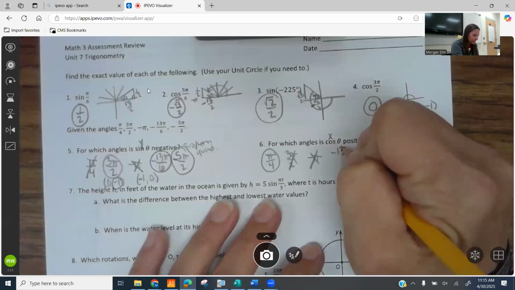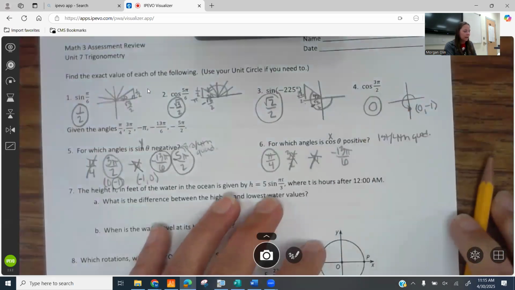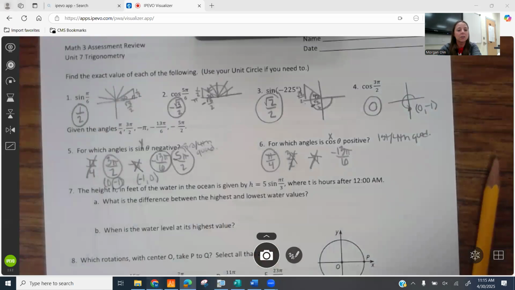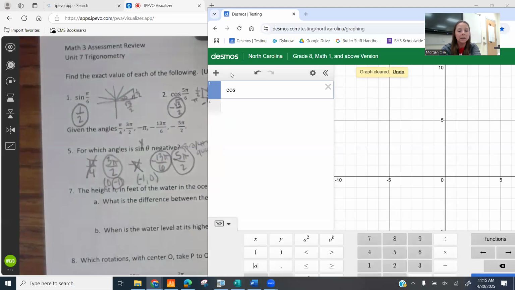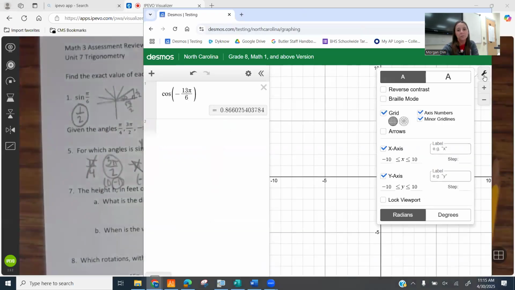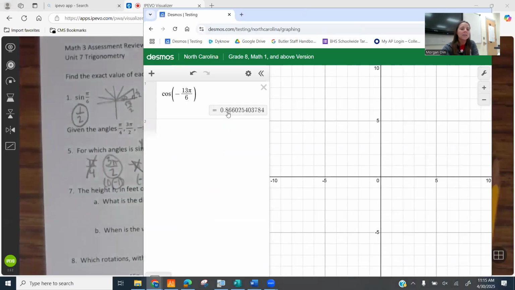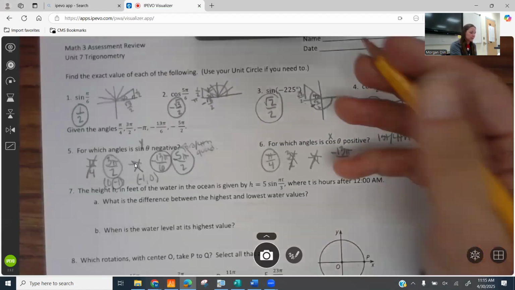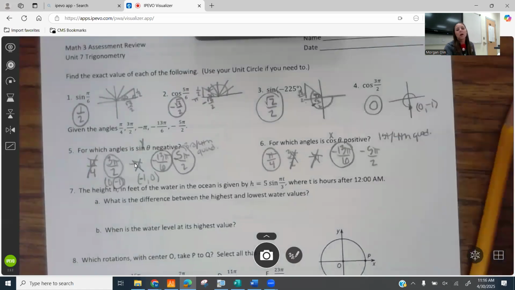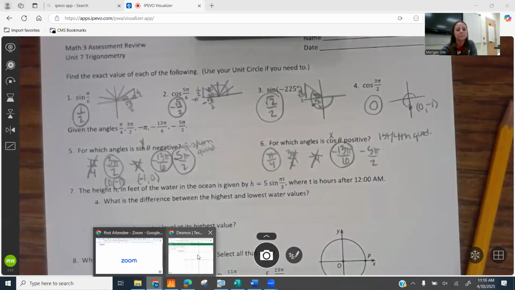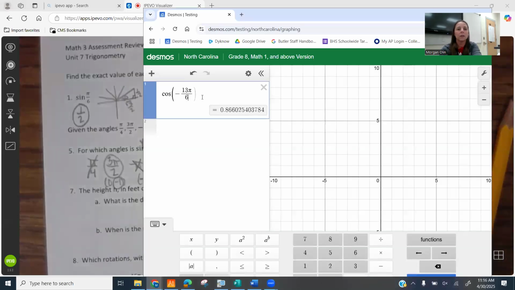All right, -13 pi over 6. Again, if you have a calculator available, you can actually plug this in. Cosine of -13 pi over 6. Just double check always that you're in radians when you're using radians, and degrees when I'm using degrees. And this comes out to be positive right here. And then the last one, -5 pi over 2. Just plug in the cosine of -5 pi over 2.